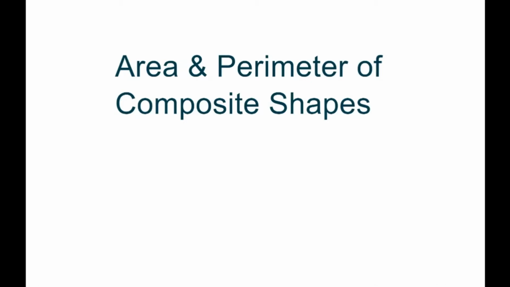In this video we'll be going over the area and perimeter of composite shapes. So let's start off with a quick review over how to find the area and perimeter of basic shapes like squares, rectangles, and triangles.